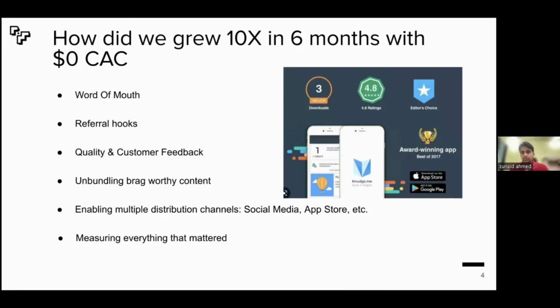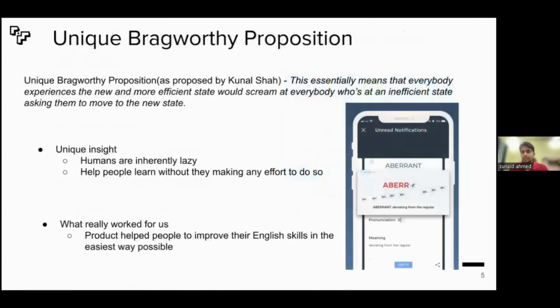Coming to the next growth lever which we deployed, which is how we were using content to drive growth, where we were unbundling the brag-worthy content for our users from our platform to other platforms. As I just mentioned, to get good word of mouth publicity, or for users to share your app, your product needs to have something brag-worthy about it. On similar lines, we built very good visual aids where a user looks at cards which are pictorial in nature, helping them retain vocabulary words or concepts for a longer duration.